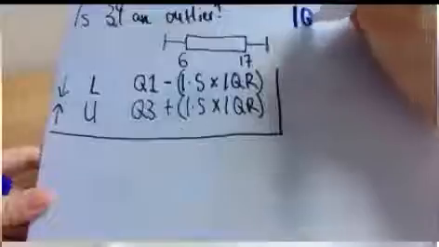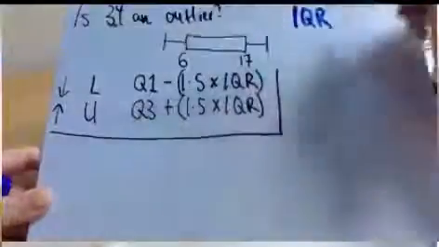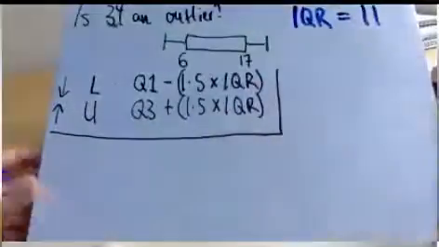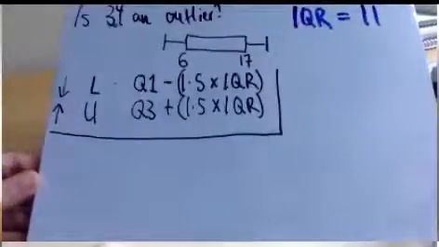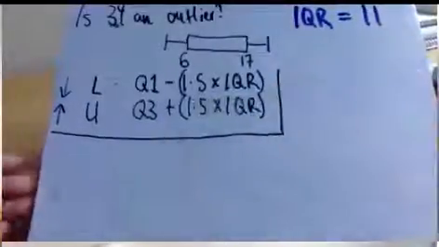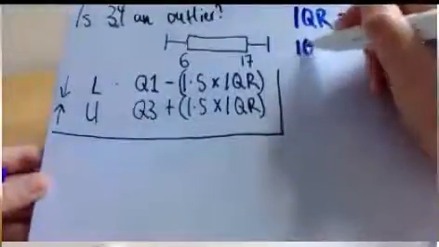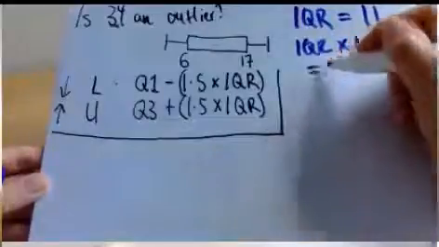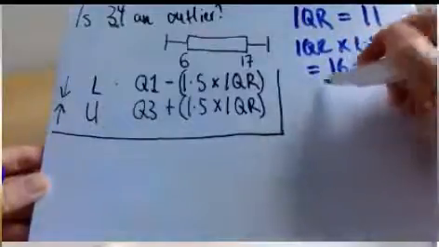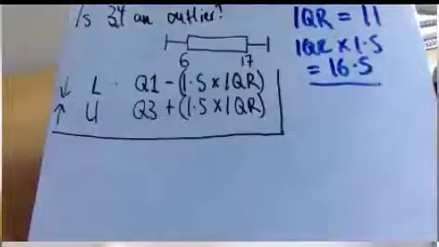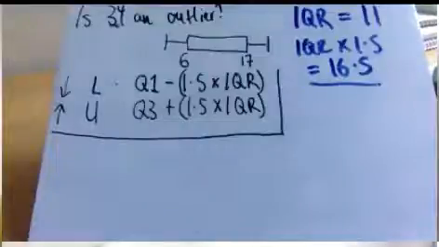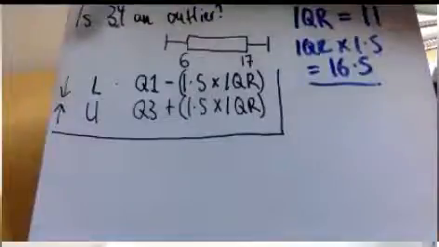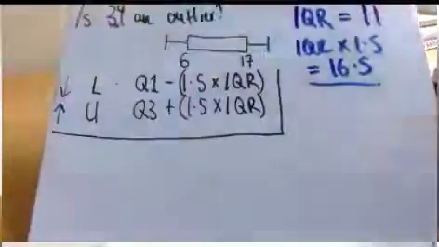So our IQR works out pretty easily, 17 minus 6 equals 11. The other thing we want to figure out is 1.5 times our interquartile range. So IQR times 1.5, put that into our calculator, and we get 16.5. So we want this number. Now we've got enough data to actually use this formula here. All right, so let's figure out if this number is smaller than our lower fence or larger than our upper fence.